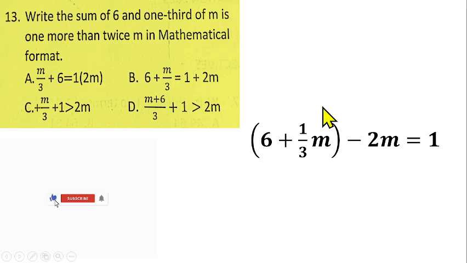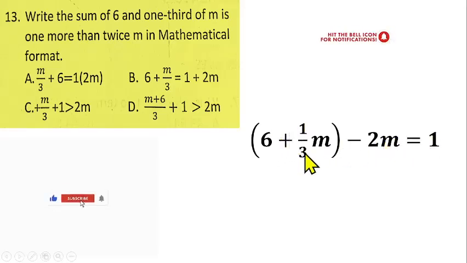Is 1 more than twice of m. So that means if I remove twice of m from this, I should get 1, because this one is 1 more than this. So I can even write it like this, equals 1 plus this. It's still the same thing.